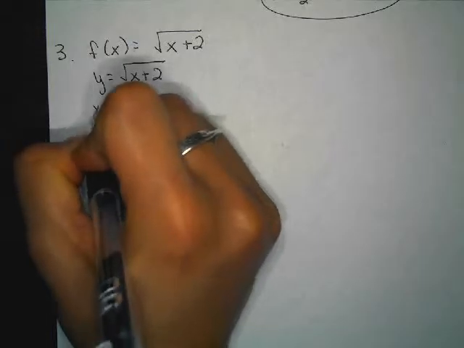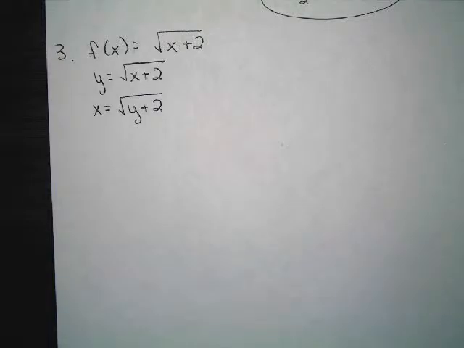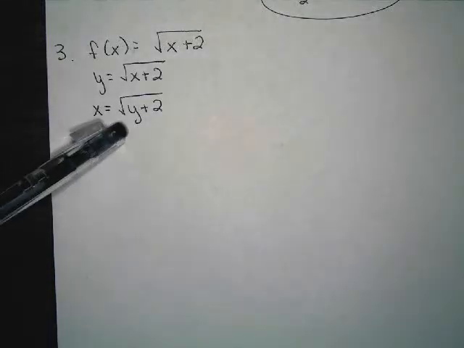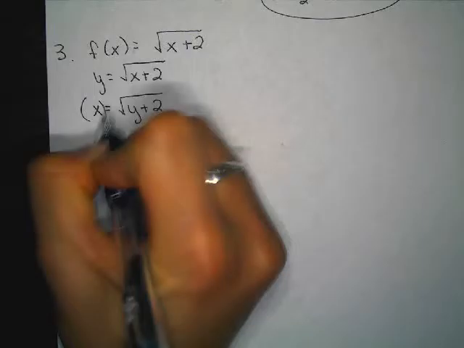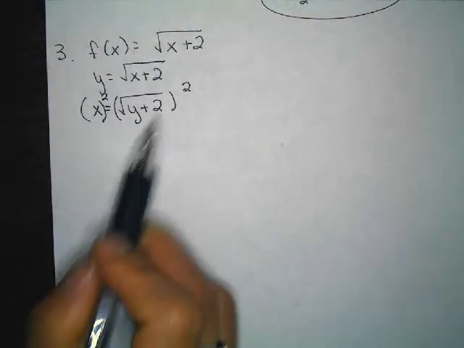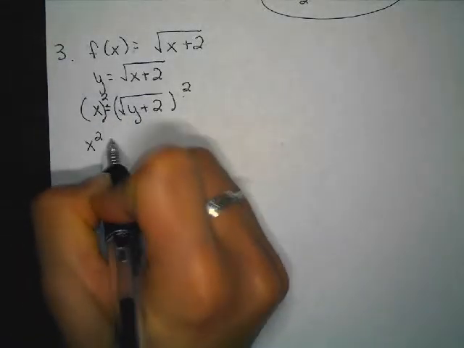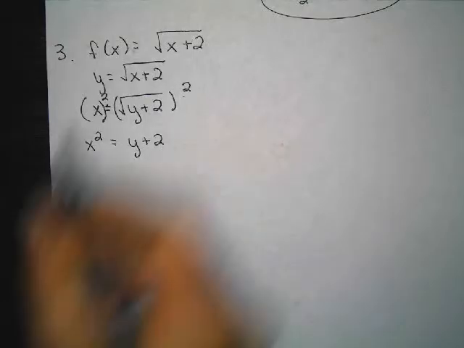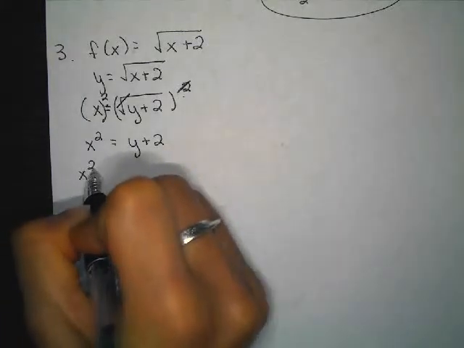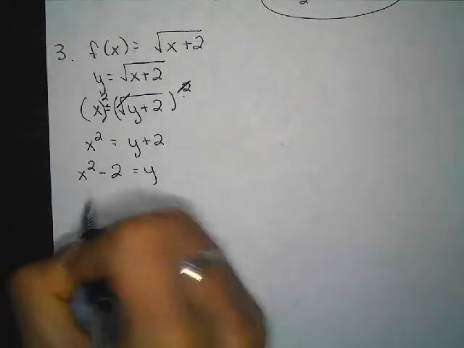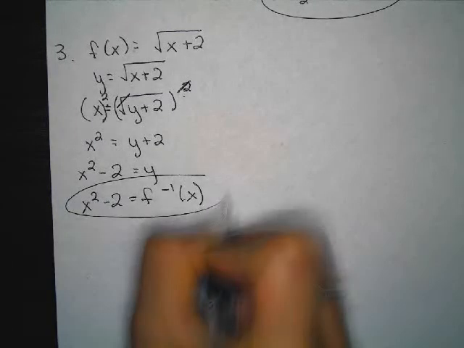Okay, now we'll switch x and y. So x equals the square root of y plus 2. And again, now we solve for y. If you look at this, though, that y is underneath the square root, so we have to get rid of that square root. The opposite, or the inverse of the square root, is to square. Notice I squared both sides, because what you do to one, you always have to do the other. So x squared equals y plus 2, because again, these are inverses. Now I can subtract the 2. So x squared minus 2 equals y. And of course, we have to change that back to f inverse of x.